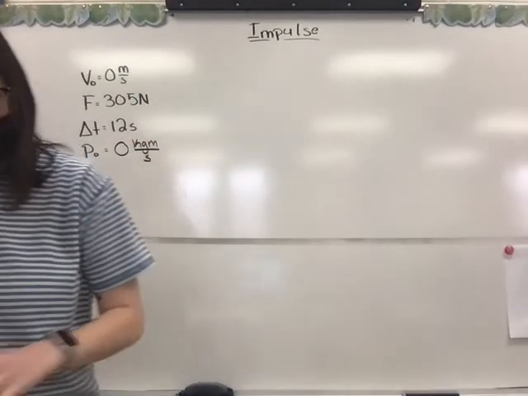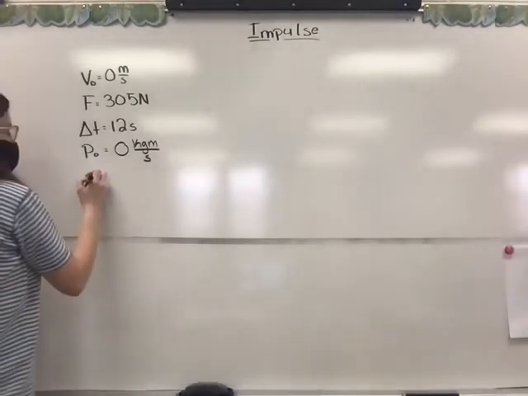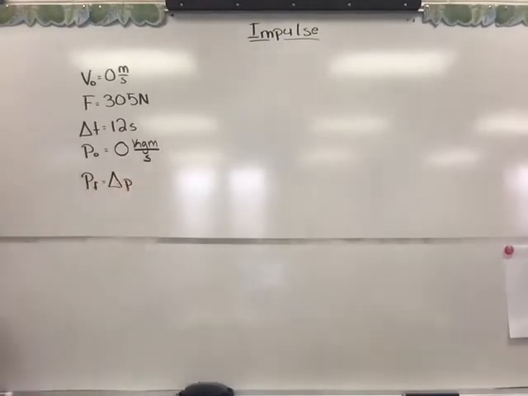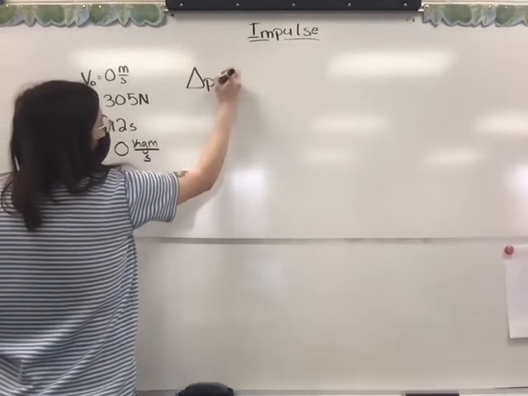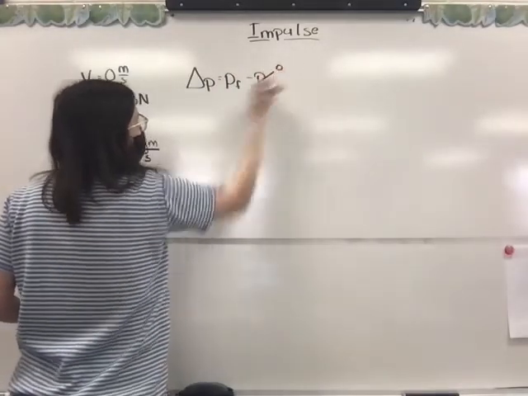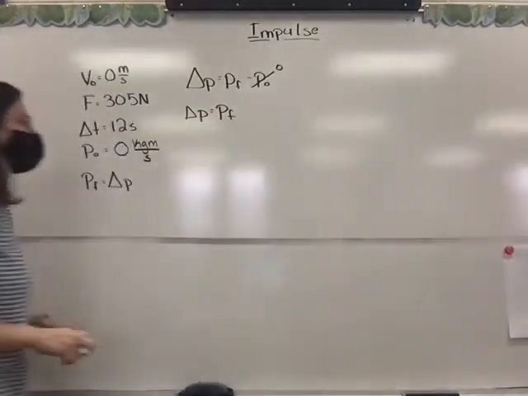Which means that it wants the momentum of everything after 12 seconds. So we're looking for the final momentum, which in this case is going to be the same thing as our change in momentum, right? Because we're going from 0 to whatever the final is, so over the entire time we'll have changed everything. If change in momentum is the final minus the initial, and the initial is 0, then the change in momentum is just the final momentum.